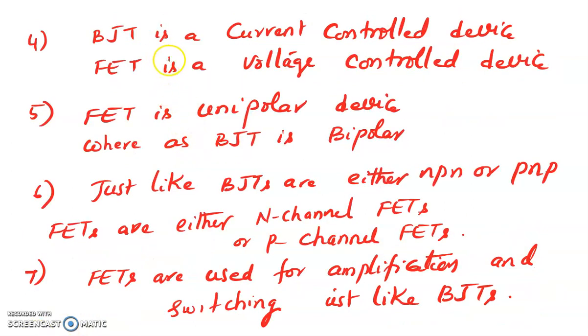Another comparison is that BJT is a current controlled device and field effect transistor is a voltage controlled device. In a field effect transistor, it depends upon the input voltage VGS. If you change VGS, automatically the drain current changes. So the drain current is a function of VGS. That's why it is called a voltage controlled device. Coming to the BJT, it is a function of base current.